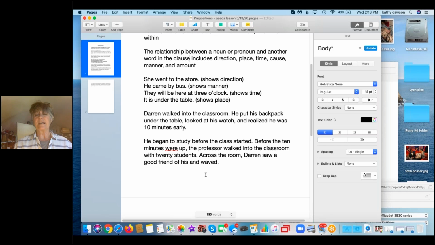It is under the table. This shows a place. Where is it? It is under, that's a preposition, prepositional phrase, under the table. Okay, so those are some examples.